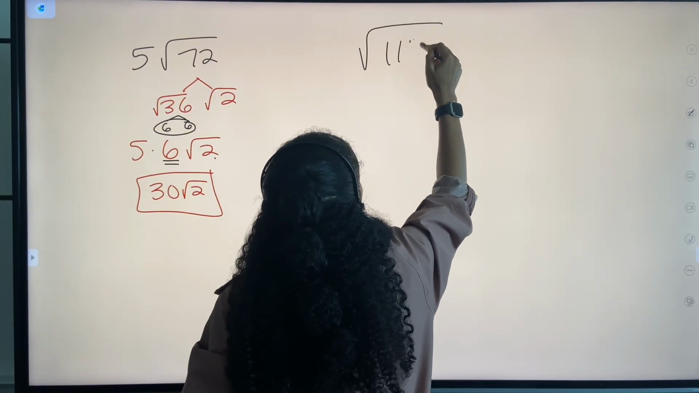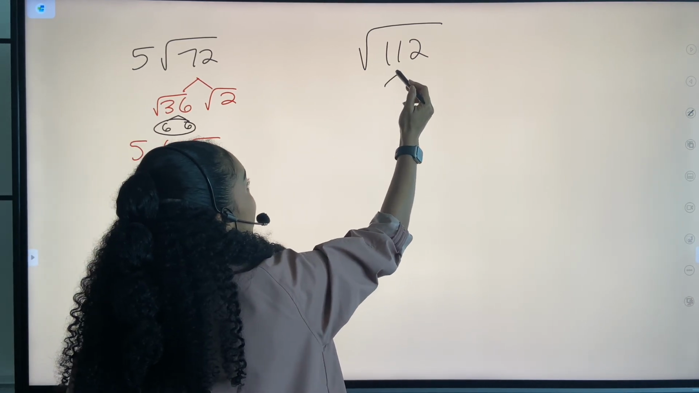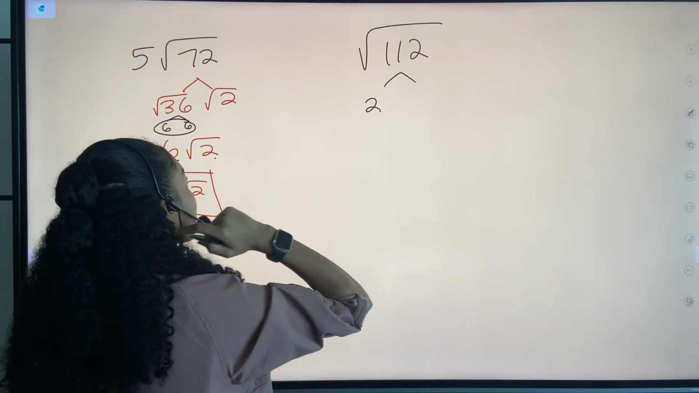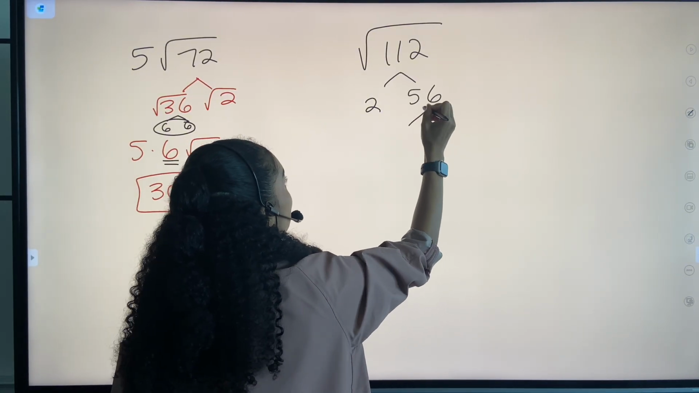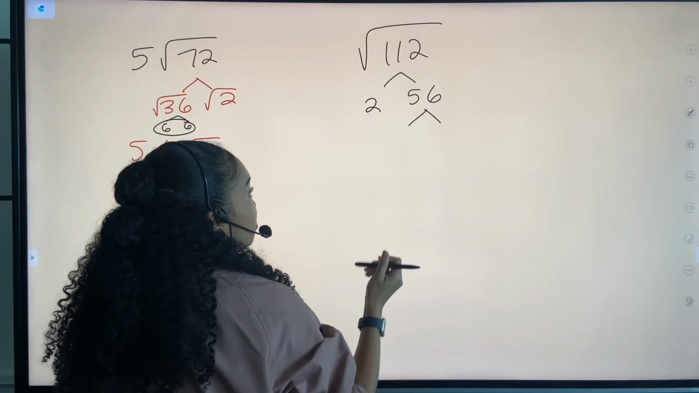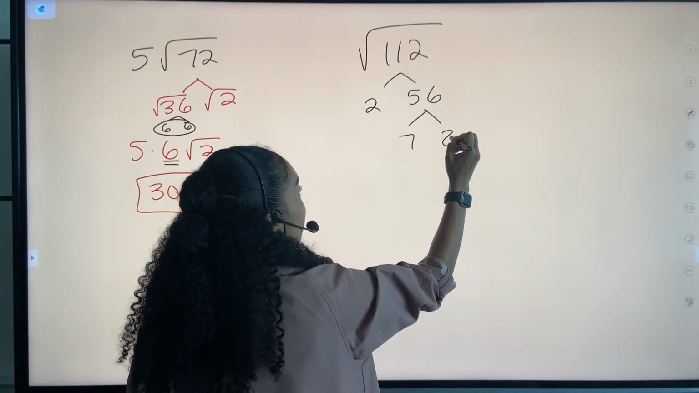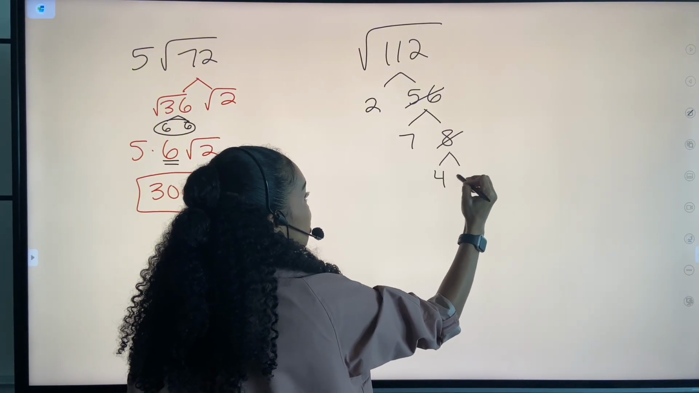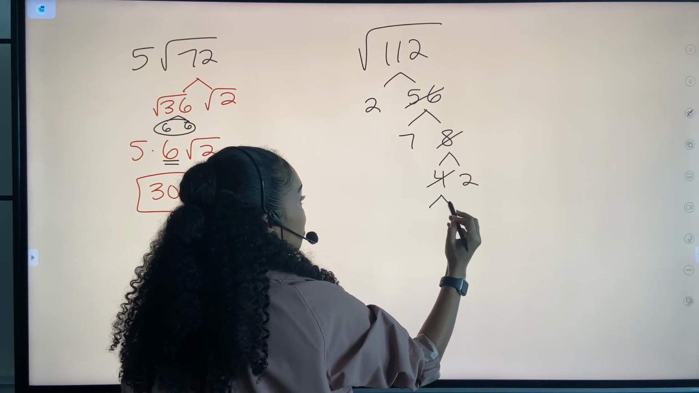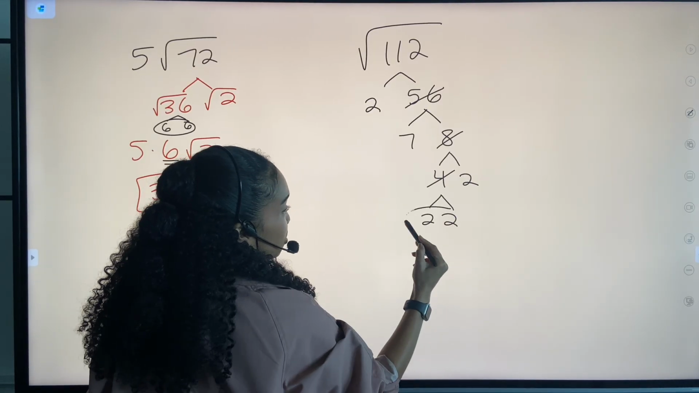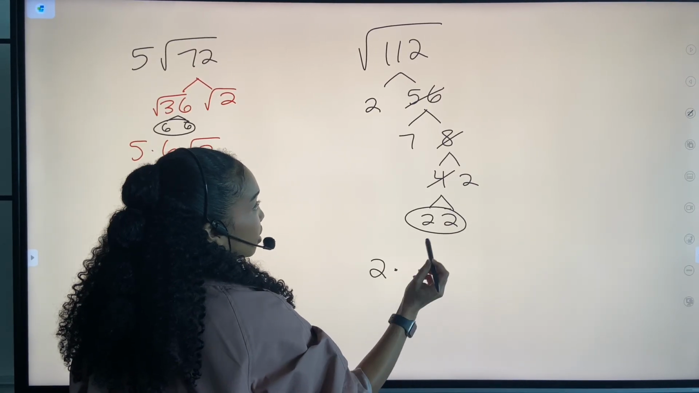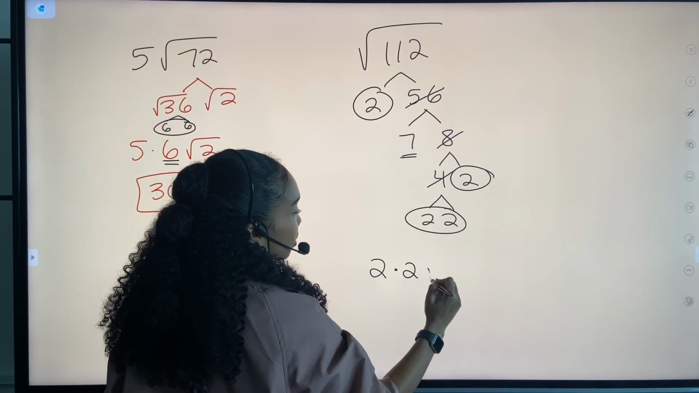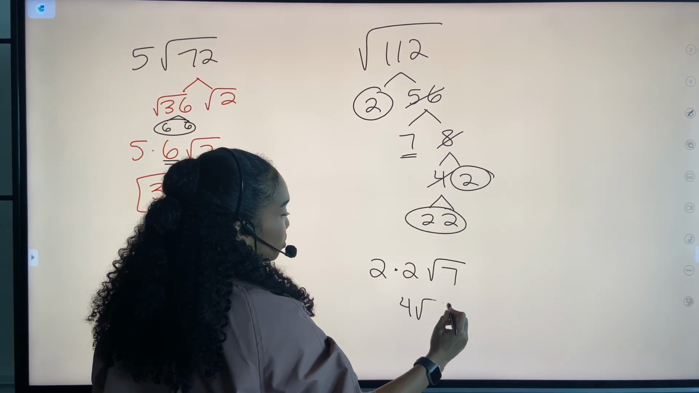Square root of 112. Let's break it down. 2 times what is 112? 56, yep. And let's break down 56. What are two numbers? 7 and 8, okay. Let's break down the 8. What can that be? 4 and 2. And then let's break down the 4. What can that be? 2 and 2. Okay, so here's a pair of 2s that goes outside. Here's another pair of 2s that goes outside, and the 7 doesn't have a pair. So this is 4 square roots of 7.